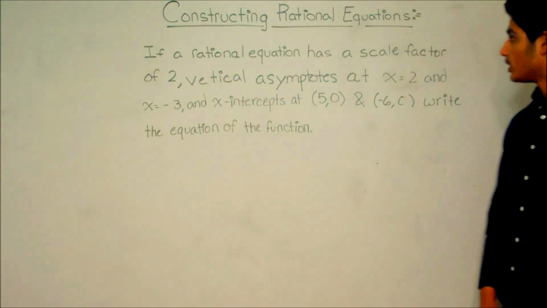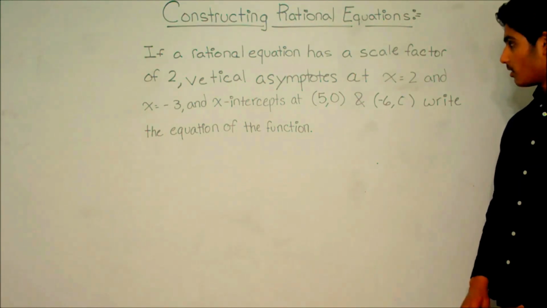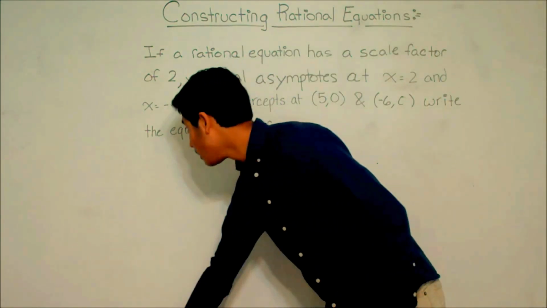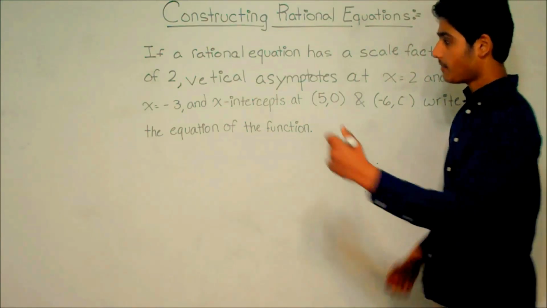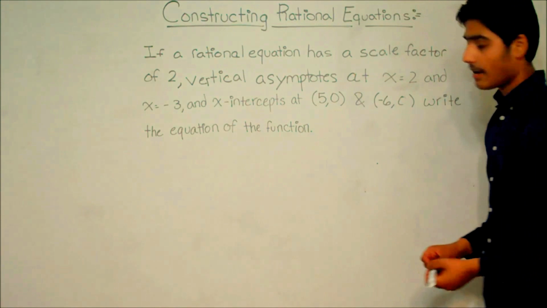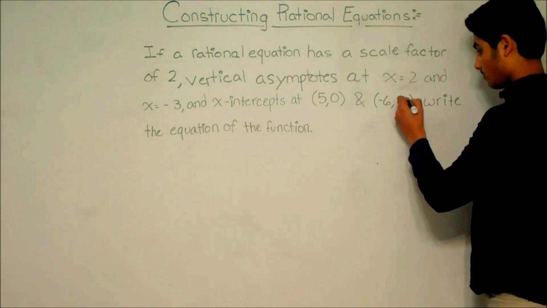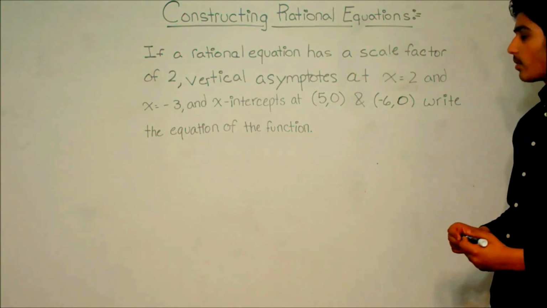If a rational equation has a scale factor of 2, vertical asymptotes at x is equal to 2 and x is equal to -3, and x-intercepts at (5, 0) and (-6, 0), write the equation of the function.